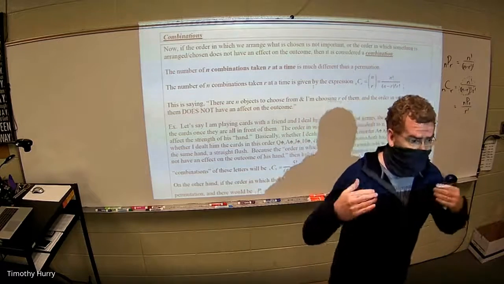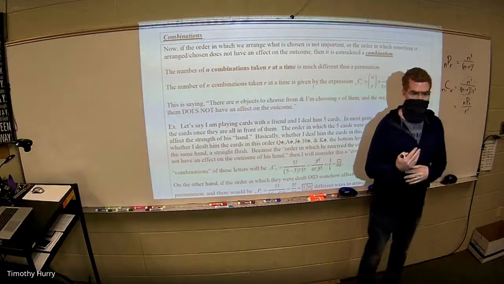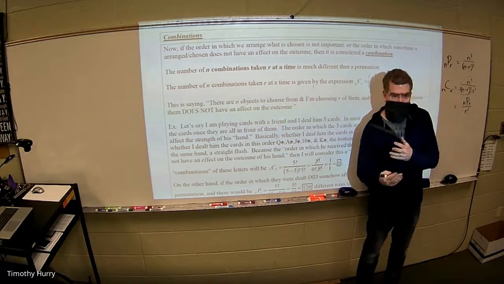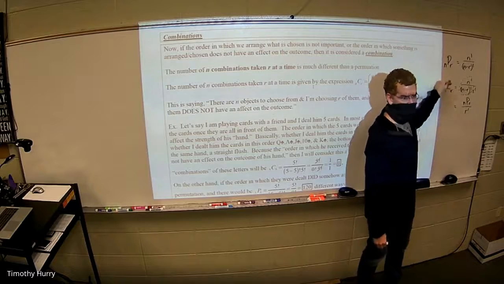And then if it is dependent, well, then I can walk over here and now decide, all right, does the order have an effect on the outcome? Does it not have an effect on the outcome? And I could further decide which of these I can use.